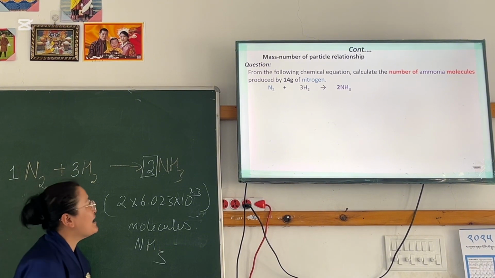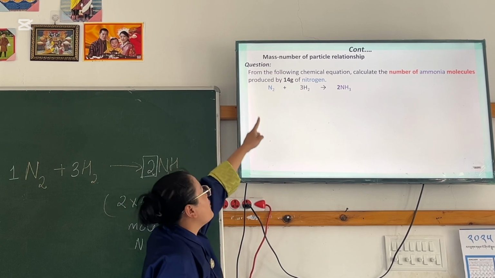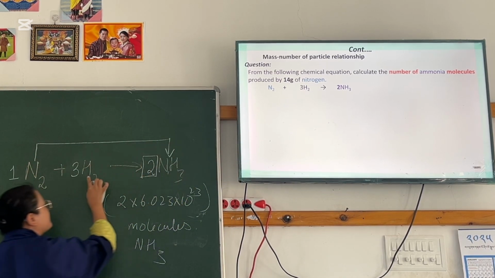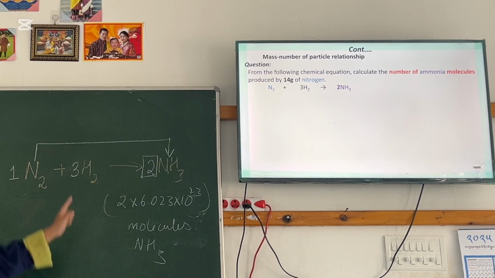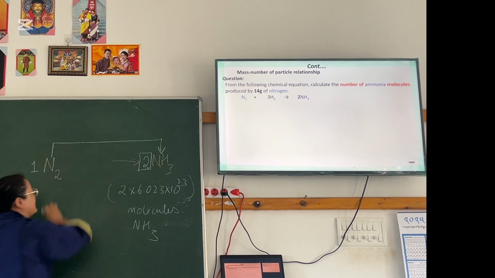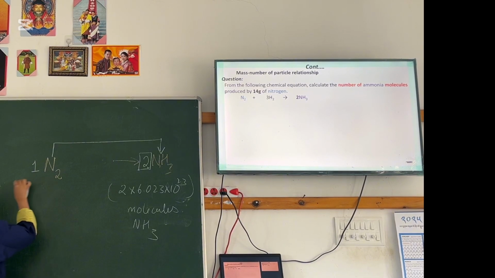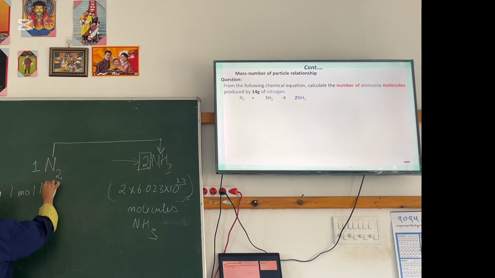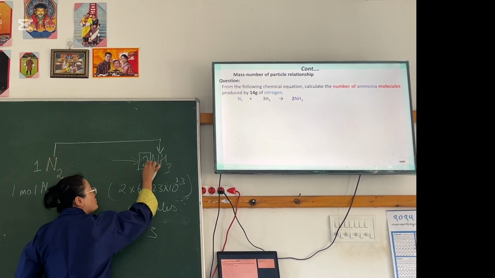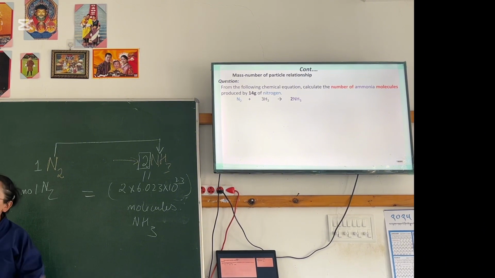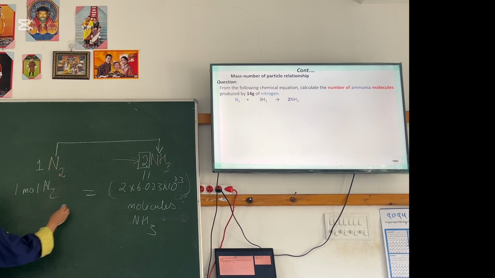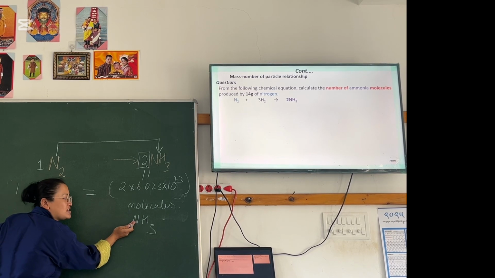Okay. Now they are saying you have 14 grams of nitrogen. So the relationship is between nitrogen and ammonia. Do we have to consider this hydrogen here? No. So imagine this is not there. But we know if you have 1 mole of nitrogen, we will get this many molecules of ammonia, because 2 moles we have converted in terms of molecules. Alright. Now 1 mole of nitrogen produces this many molecules of ammonia.